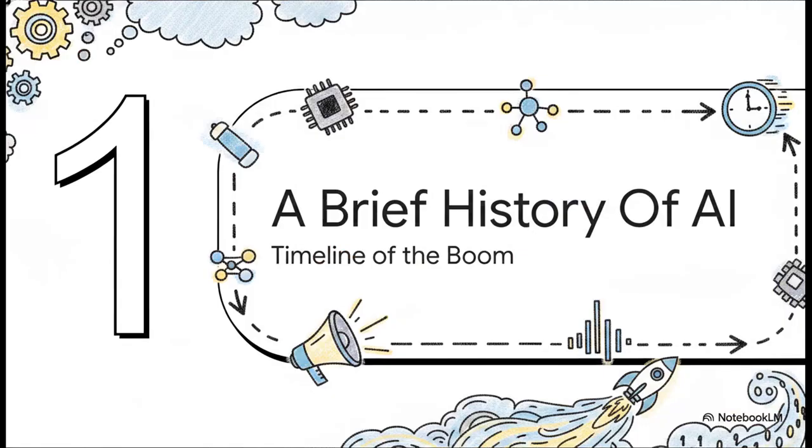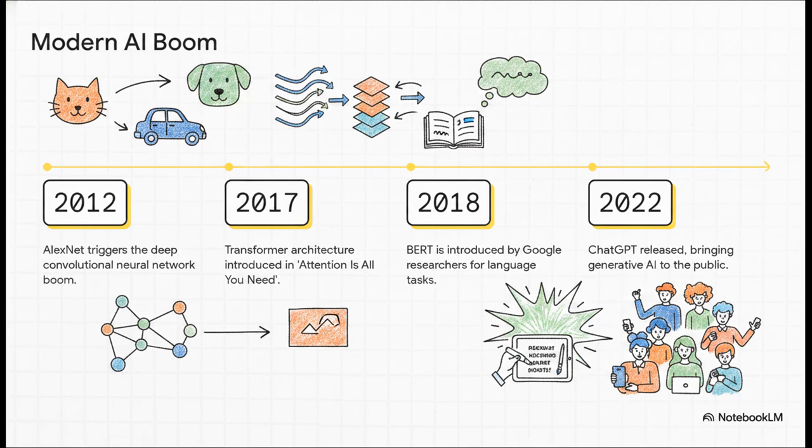All right, Section 1. A brief history of AI. Let's zoom out a bit to see how we got here. It's honestly staggering how fast this tech is moving. Think about it. Back in 2012, AlexNet kicked off the deep learning boom just by getting really good at basic image recognition. Fast forward a mere 5 years to 2017, and the transformer architecture drops, totally changing the game for how machines process sequences. The very next year, Google gives us BERT for deep language understanding. And then, boom, 2022. ChatGPT hits the scene and brings generative AI straight to the public.